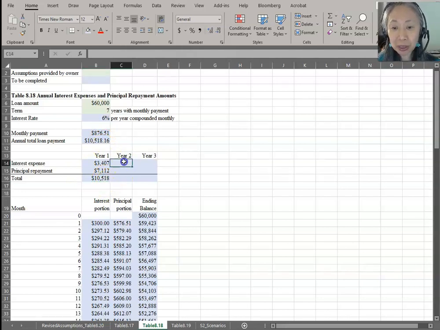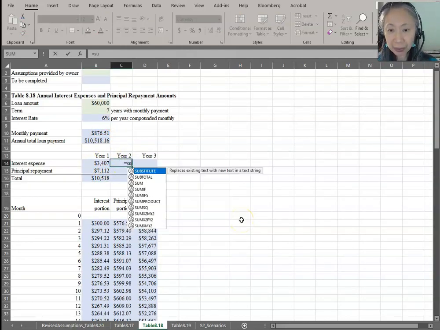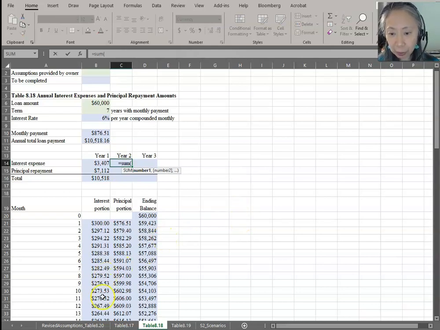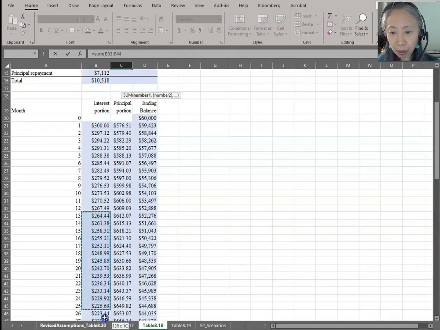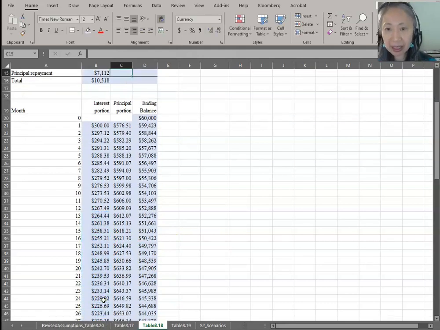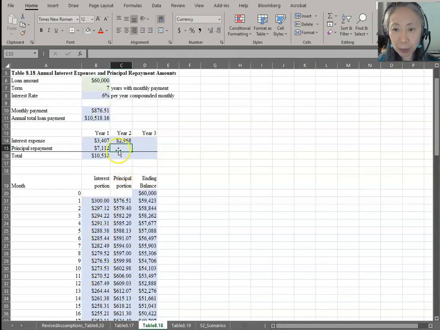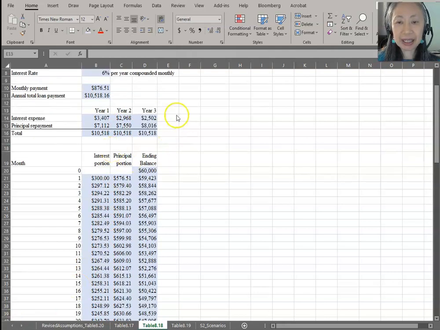Now, you need to do the same thing for year two and year three. Year two will be from month 13 through month 24. And I will let you go ahead and finish that. Did you get the same amount? Again, it's very easy to check. Your total amount should be the same each year. And the interest expense portion should go down over time, and the principal portion should go up over time.